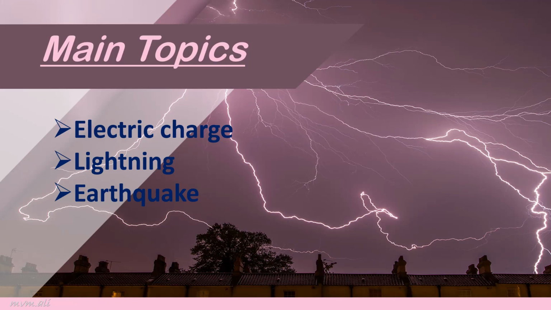Hello dear students, the main topics which we are going to discuss in these chapters are electric charge, lightning and earthquake. Lightning and earthquake are common natural phenomena that occur in nature. Okay, so let's start with the electric charge.